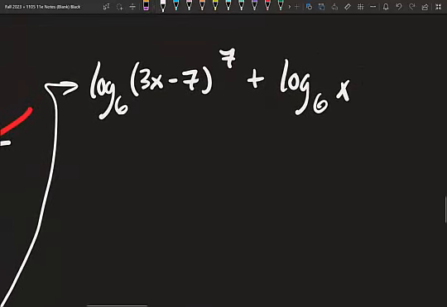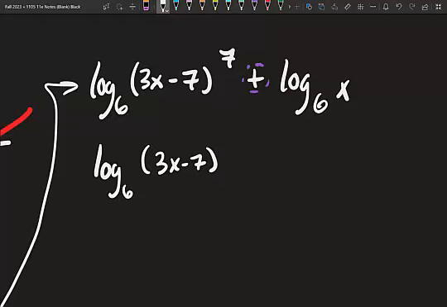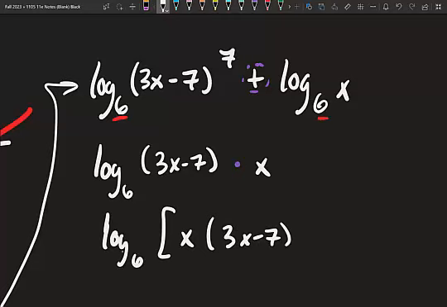And one last step, since they're being added, we can actually put them together with multiplication. So we have log base 6 of (3x minus 7) to the 7th times x. Now we're allowed to do that again because it's a plus and they have the same base. We can just clean this up a bit. We have log base 6 of x times (3x minus 7) to the 7th.